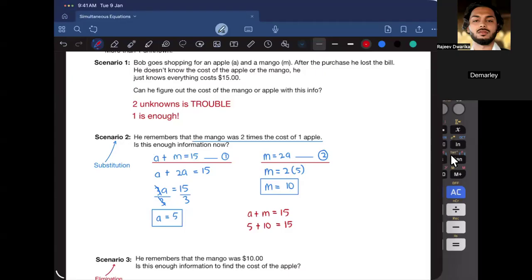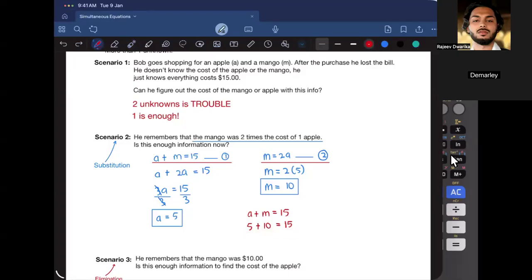So what I was saying was, if you want to verify that the answer is correct, you can plug your answers into the equations. And so we found A to be 5 and M to be 10. So if I plug that into this equation and it's correct, I'm supposed to get 15. Does it work out? Yeah, it does. Let's try the other equation now.